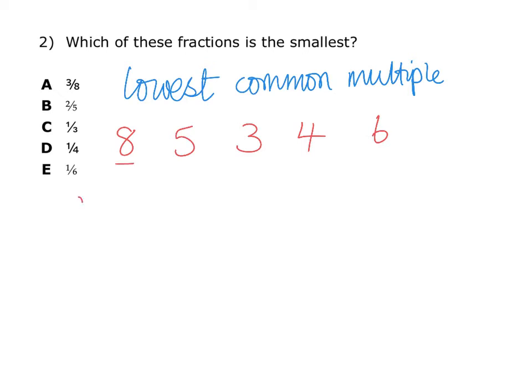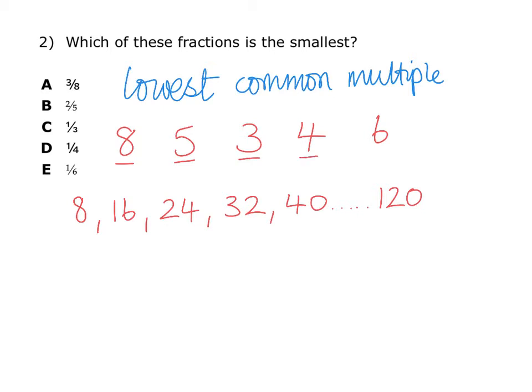So if I start writing out my multiples of 8, and I use my times table knowledge, eventually I will get to a multiple of 8 which is 120, and I know that that's a multiple of 5 because it ends in a 0. I know it's a multiple of 3 because the digits add up to 3. I know it's a multiple of 4 because I know 12 is a multiple of 4, so 120 must be. And I know it's a multiple of 6, again because 12 is a multiple of 6, so 120 must be.